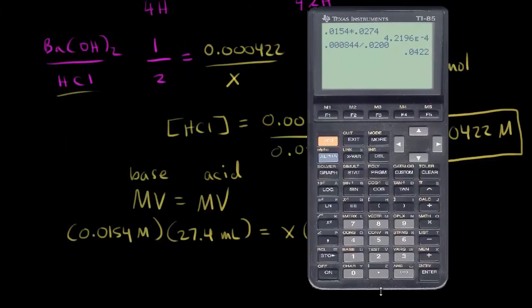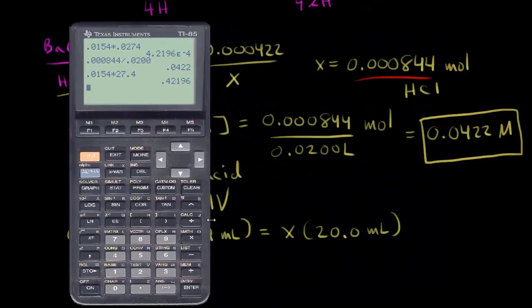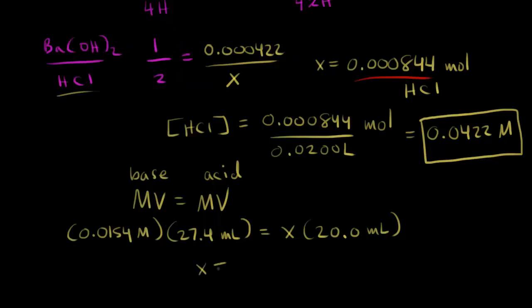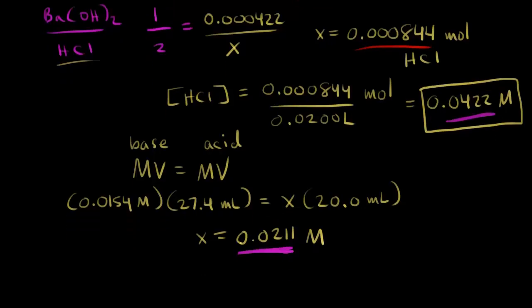So let's do that calculation. So trying to use the shortcut way, 0.0154 times 27.4 gives us that number. Divide by 20, right? So we get 0.0211. So for our answer for x, we get 0.0211 molar. And so you can see that's not the correct answer. Here we got a concentration that's half of the concentration that we got when we did it the longer way. And so if you want to use this shortcut way for this problem, you would have to multiply by 2.